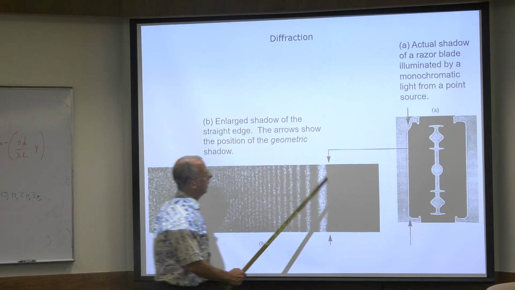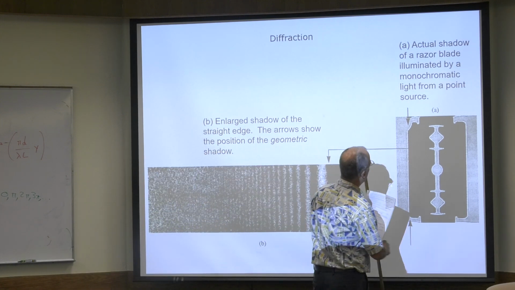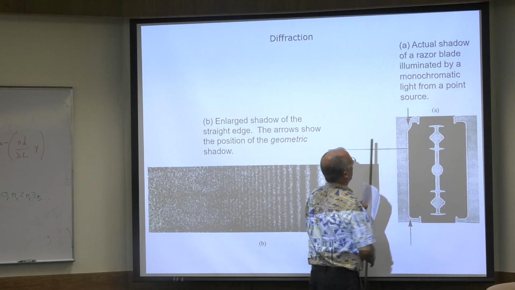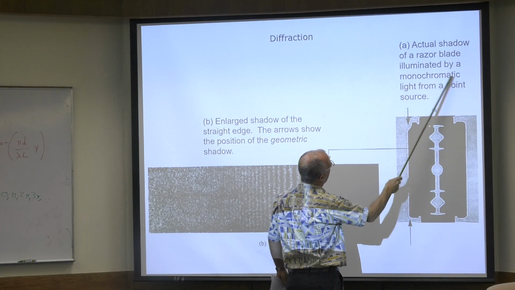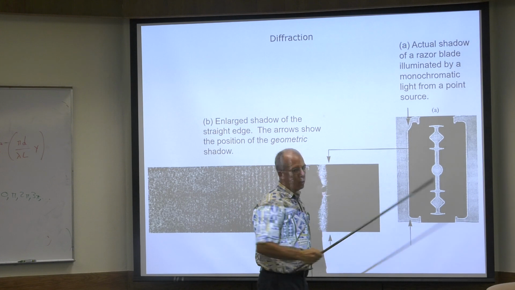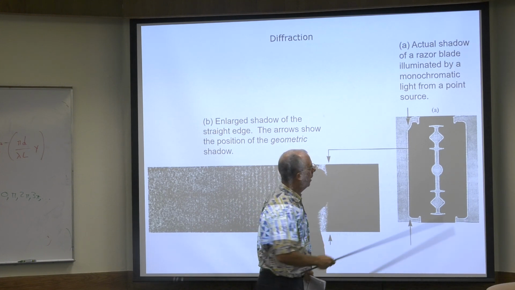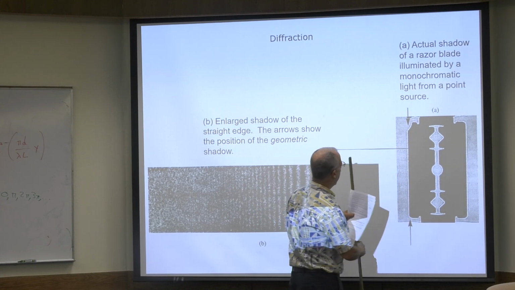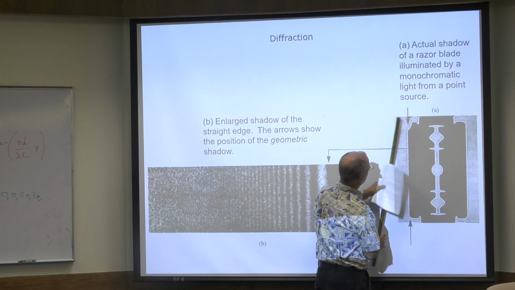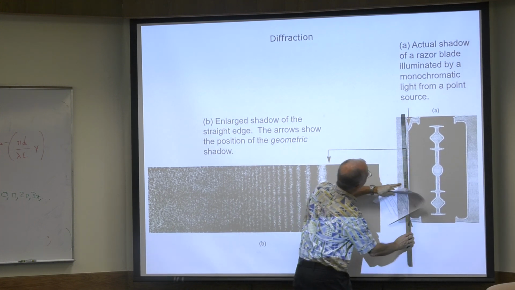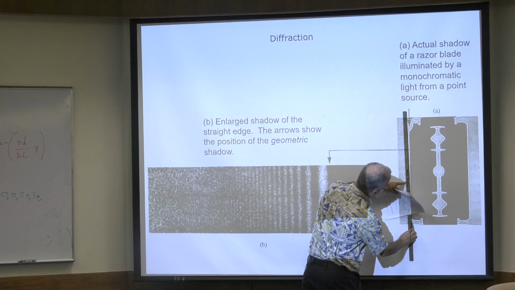Okay, so let's see. This is a shadow, an actual shadow of a razor blade illuminated by monochromatic light. That means one wavelength of light, like a laser, from a point source. So look right here. See that arrow right there? Just look at that arrow.